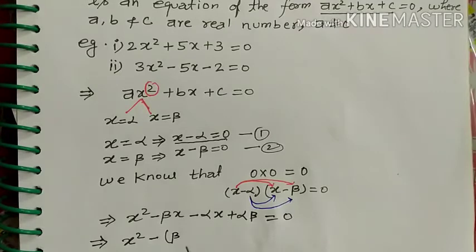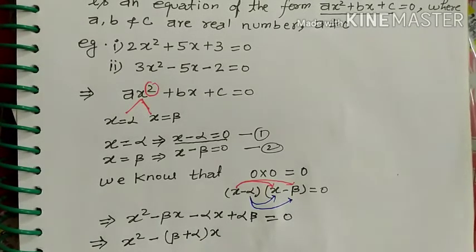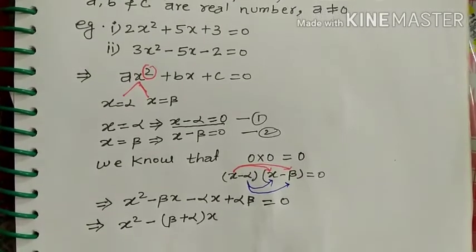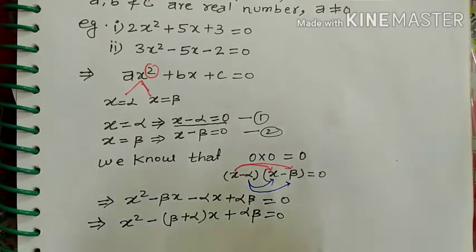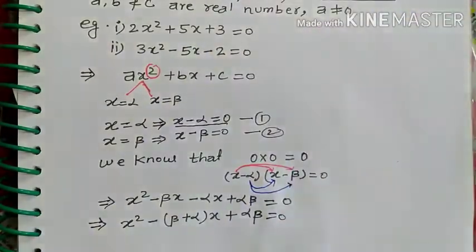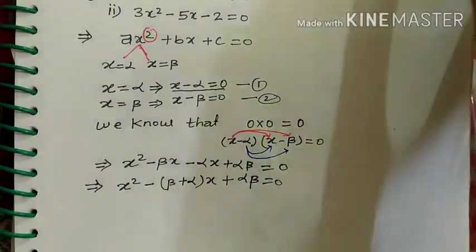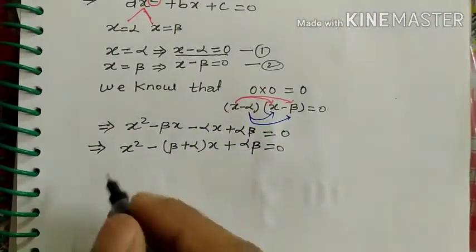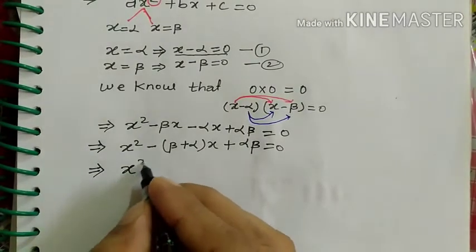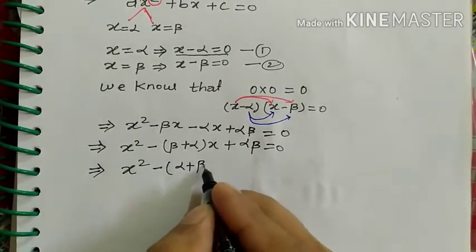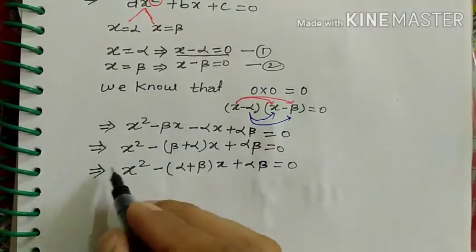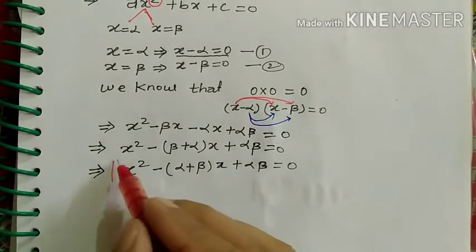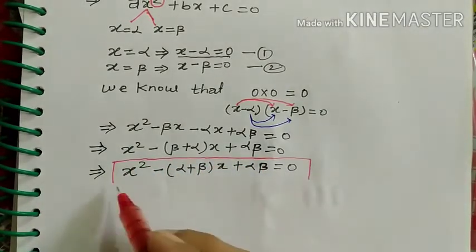So we can say it equals x square, taking minus and x as common, minus beta plus alpha into x plus alpha into beta equals 0. So it implies that x square minus (alpha plus beta) x plus alpha beta equals 0. Then it is the formula of the equation when alpha and beta are given.